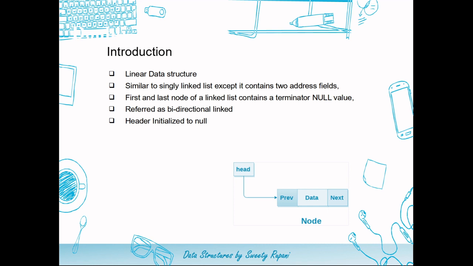A doubly linked list is almost similar to a singly linked list except it contains two address fields instead of one, that is, in a singly linked list. Here one of the address fields contains the address of the next node and the other contains the address of the previous node. The first and the last node of a linked list contain a terminator with a null value, which determines the starting and the ending of the list.